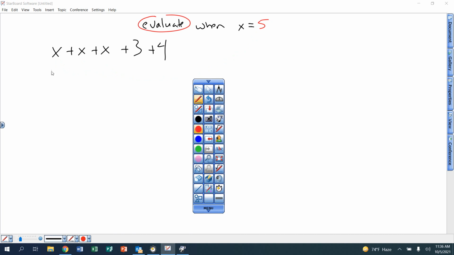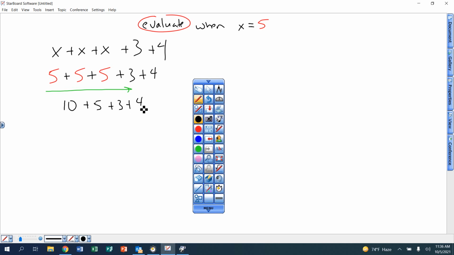So where that x is, I'm going to put a 5. Still got my plus, still got another 5, a plus, one more 5, plus that 3, plus that 4. When I plug that in, now I could go left to right following order of operations. So 5 plus 5, 10. Bring down the other numbers. Don't touch those yet. Keep going left to right. 10 plus 5, 15. Plus 3 plus 4, 15 plus 3, 18, gives me 22.